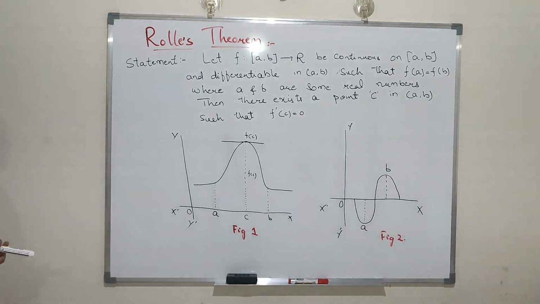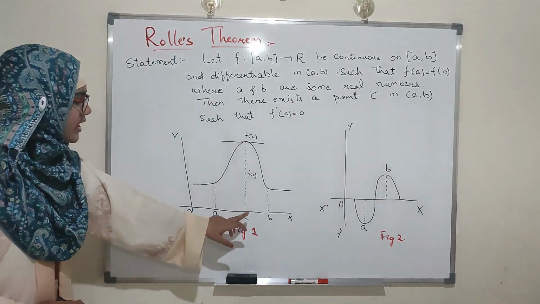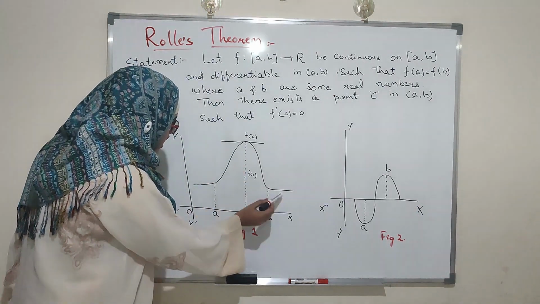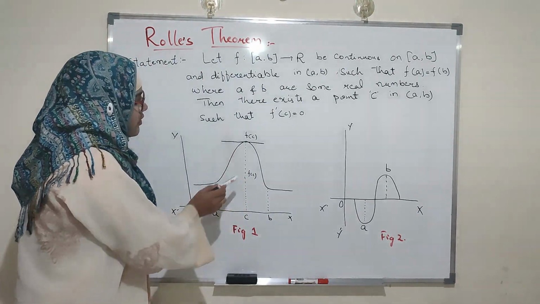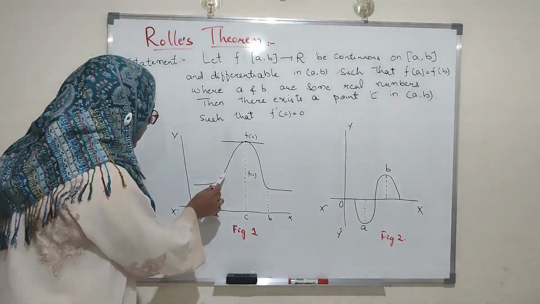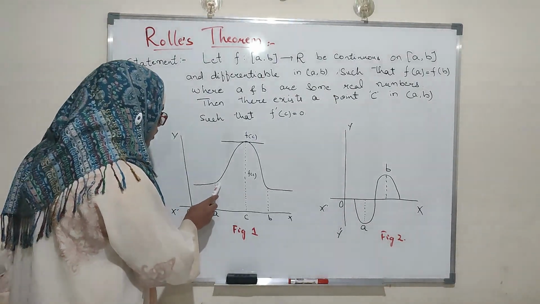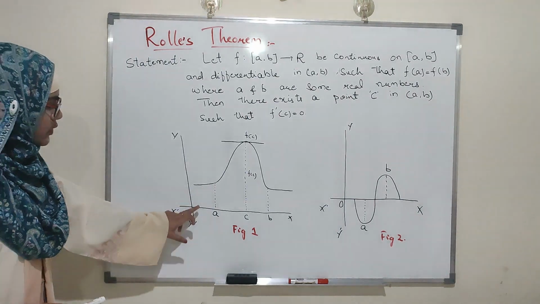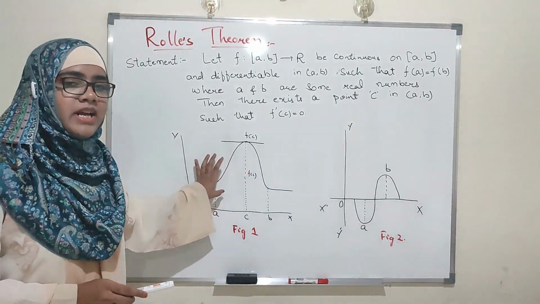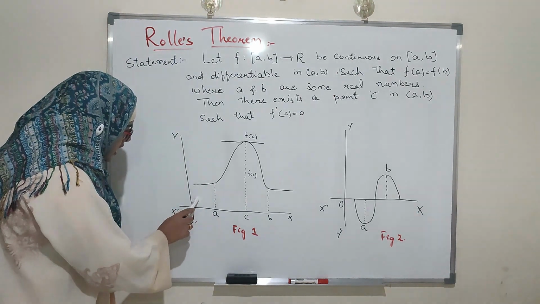In both graphs, we can observe that the slope of the tangent to the curve varies in between points A and B. The slope of the tangent to this curve varies in between points A and B. We are taking f of x as f of c, and the slope of this function varies in between points A and B. And in between A and B, there exists a point C. The value of this slope will become 0 at least at one point, in both curves.